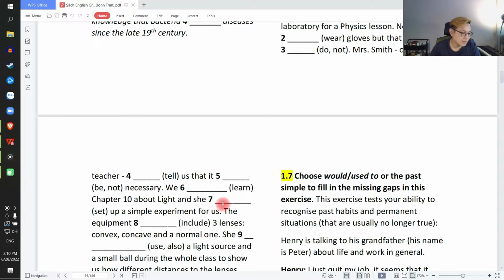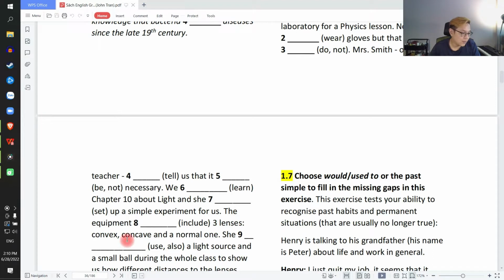Or number 7, you can say she set up a simple experiment for us. If you want to say that the setup is simple and it does not last a long time, so it just set up very quickly. A simple completed action. Cái số 7 có thể dùng chữ set up nếu mà sao quá khứ đơn của nó, nếu mà cái chuyện mà nó tạo cái thí nghiệm đơn thuần này nó diễn ra rất là lẹ và nó chỉ là một cái hành động đơn lẻ đã hoàn thành rồi.